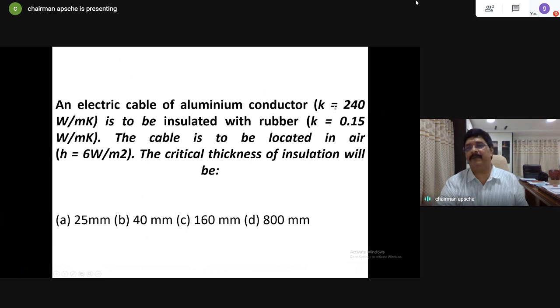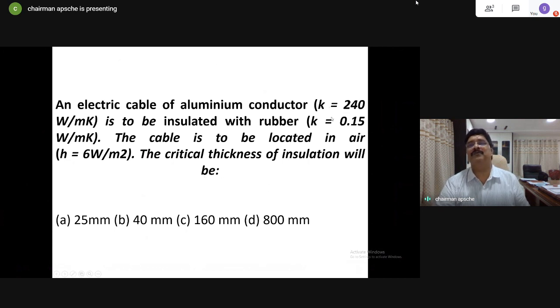Electric cable of aluminum conductor K is to be insulated with rubber. Okay, rubber insulation. ఇక్కడ మళ్ళీ చూడండి రెండు థర్మల్ కండక్టివిటీస్ ఇస్తున్నాడు. నేను ఎప్పుడు ఏం చెప్పాను, when you are talking about critical radius of insulation, you talk about only insulating material thermal conductivity. The cable is to be located in air, h is 6 watts per meter square kelvin, and the critical thickness of insulation will be K by h.